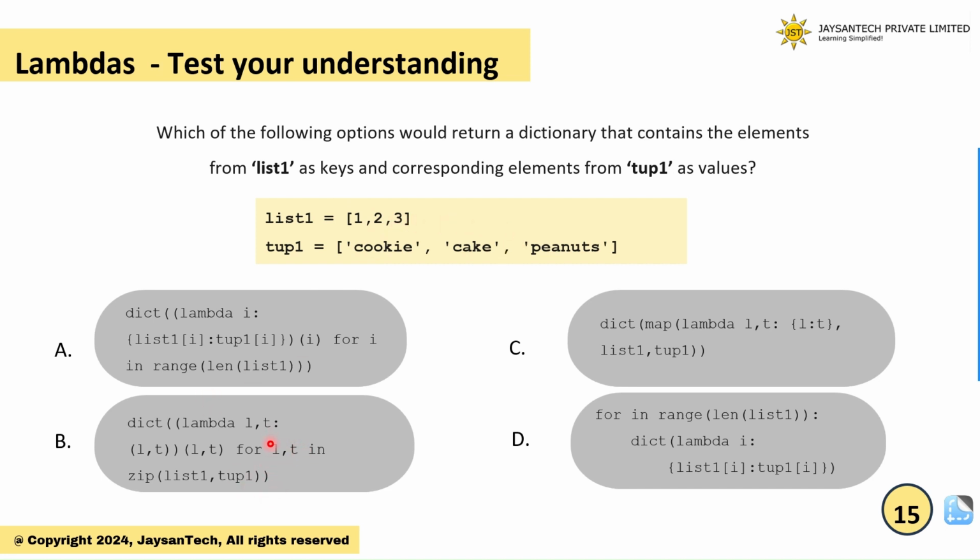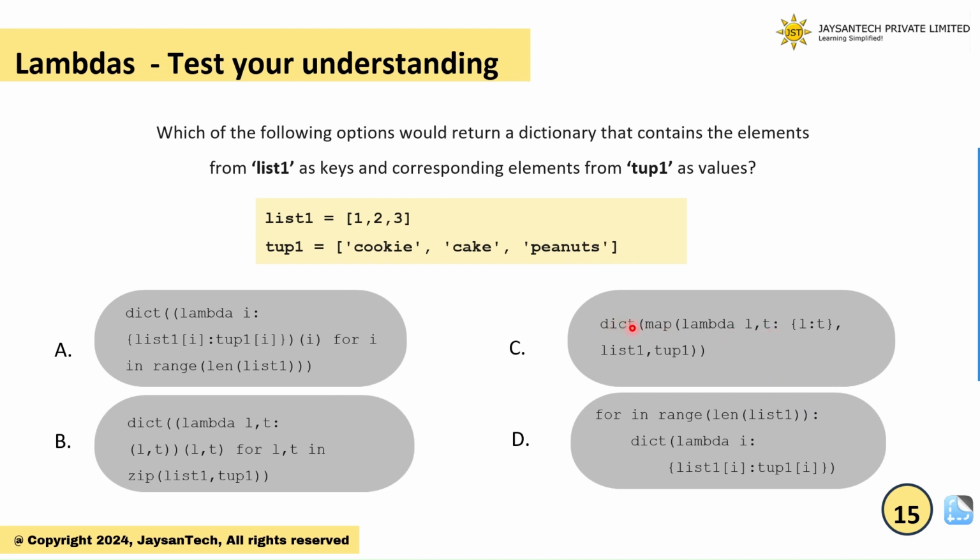So for every element in the zipped construct, I'm passing those. So this is very much correct, right? So what happens here? I'm creating a tuple out of corresponding elements in the list and the tuple, and I'm passing it to the dict function. So the dict function will definitely work. You can pass in a list of tuples to the dict function, and it will create a dictionary with the first element as a key and the second element as the value. So B looks right.